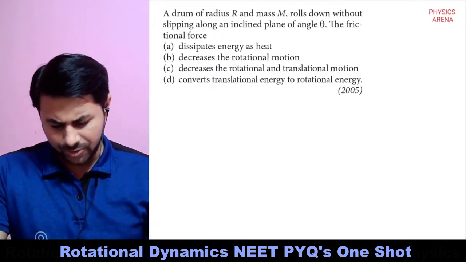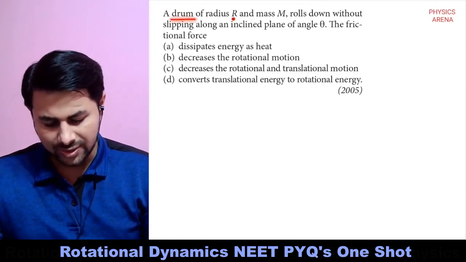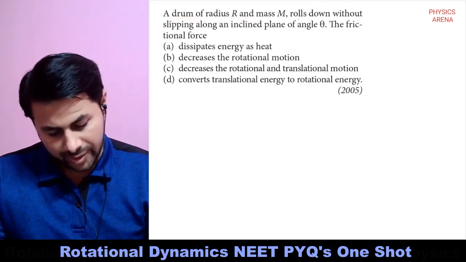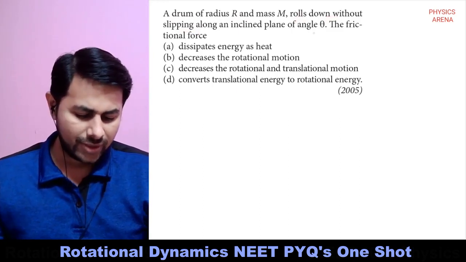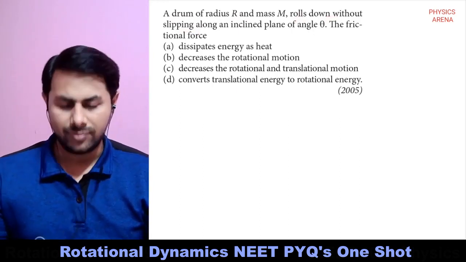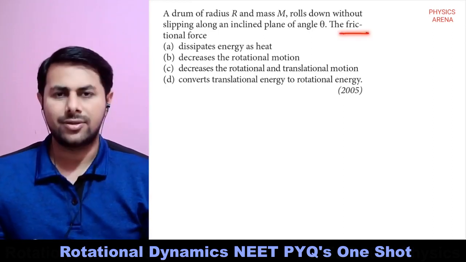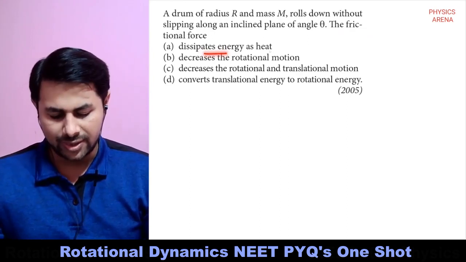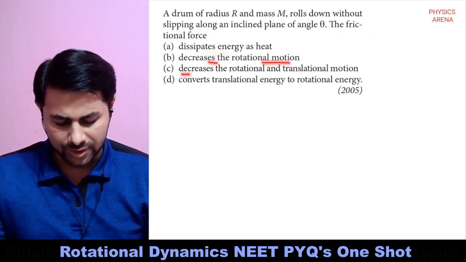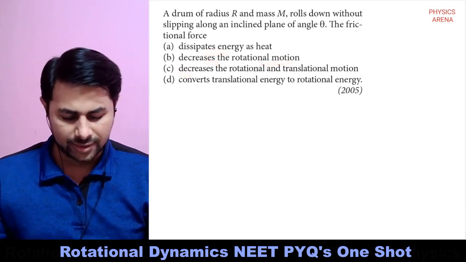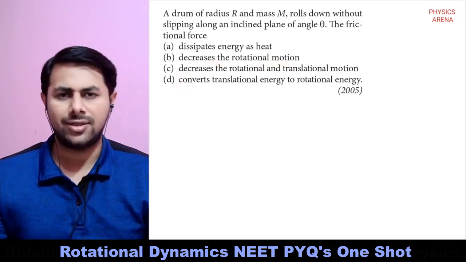This is a conceptual question, so I expect an answer from you. A drum of radius r and mass m rolls down without slipping along an inclined plane of angle theta. So there is a drum which rolls down an inclined plane. The frictional force: option A, dissipates energy as heat. Option B, decreases the rotational motion. Option C, decreases the rotational and translational motion. And option D, converts translational energy to rotational energy.